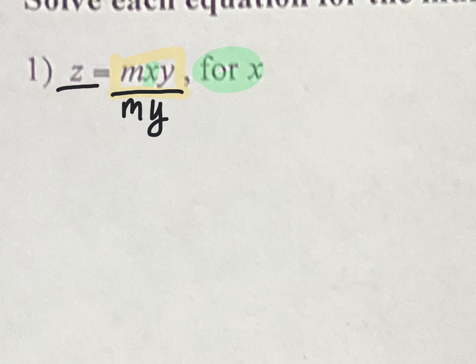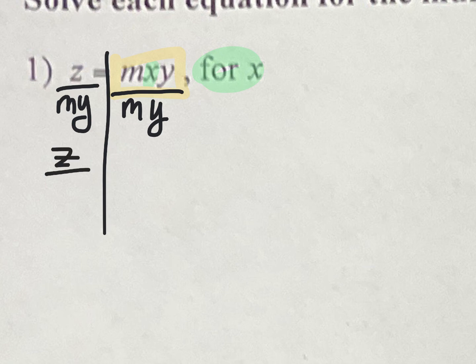Then I'm just going to divide that side by MY, because you still have to do the same thing on both sides of that equal sign. You're doing exactly the same thing. You're just doing it twice instead of once. Or you're doing it with two things, I guess, instead of one. So we're going to just write Z divided by MY, because we don't know numbers, so we can't really divide anything. We just have to set it up.